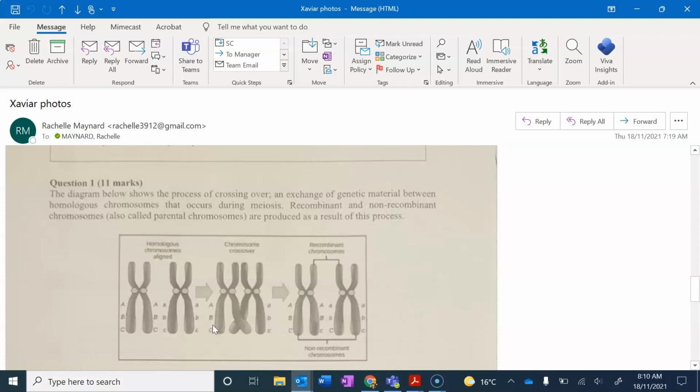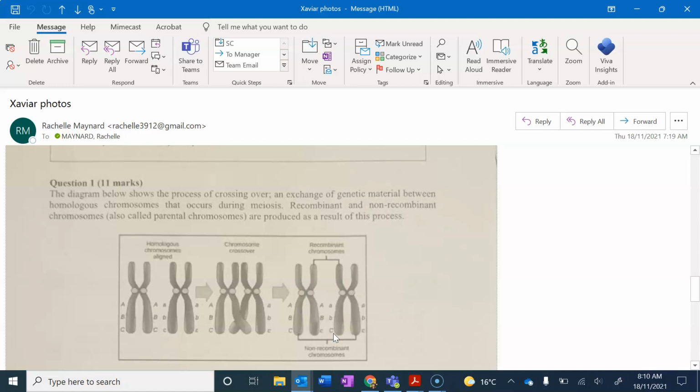So basically, when crossing over occurs here, the new chromosome or the new chromatid on that side has been genetically shuffled. It's got a new genetic code. So we've gone from recessive A, recessive B, recessive C to recessive A, recessive B, dominant C. So a new order of alleles, genetic reshuffle, that's the recombinant.